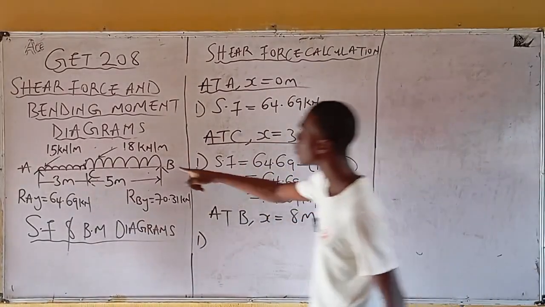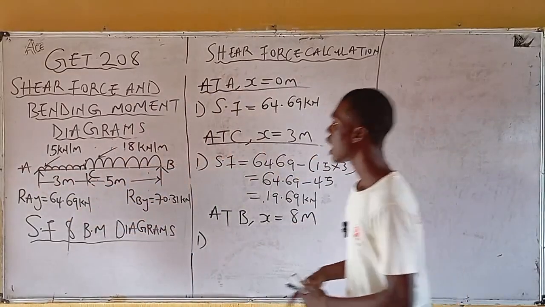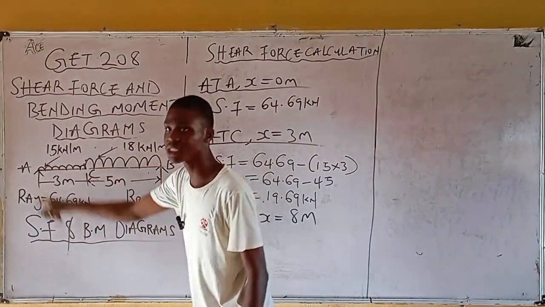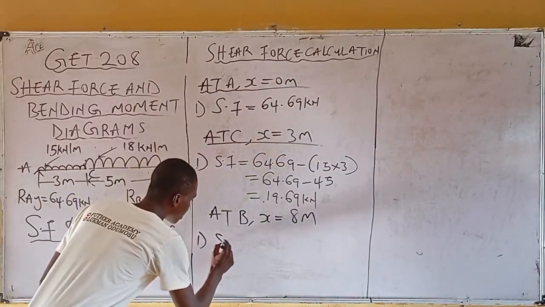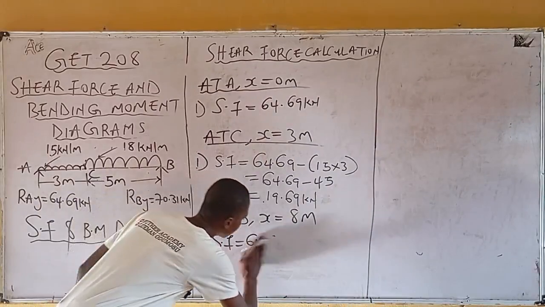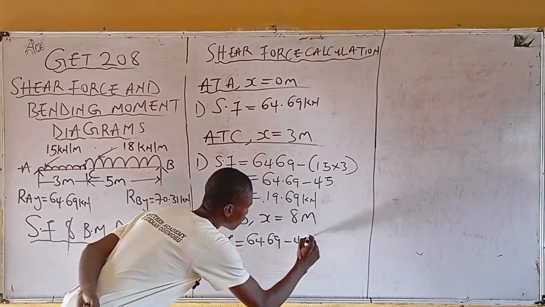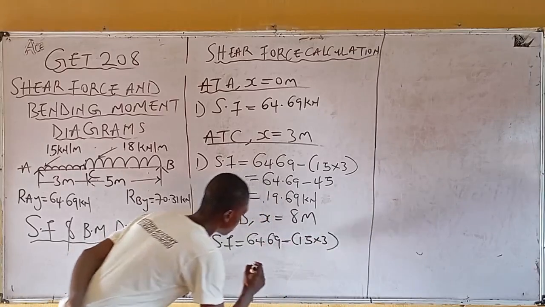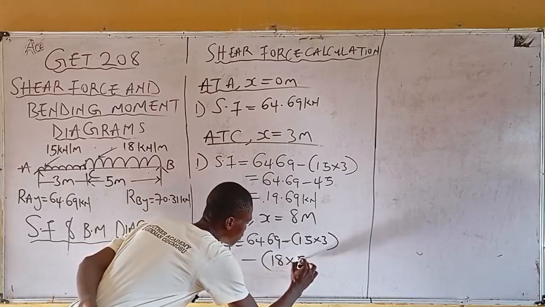Now, I'm on point B. Behind B, how many forces do I have? 3. I'm having RAY, this sheet here, and this sheet here. So let's consider these 3 forces. That becomes what? Shear force value. 64.69 minus 45. 15 times 3 minus what? 19. And this will give you what?